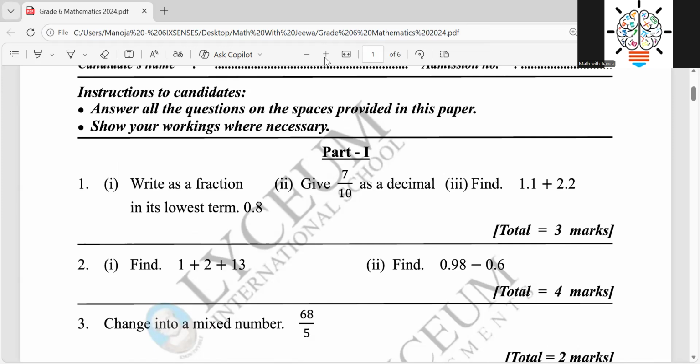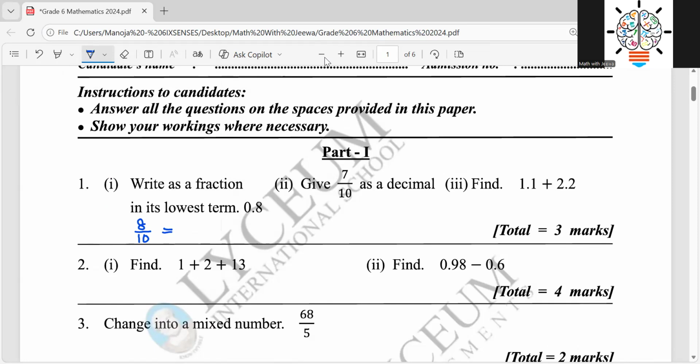Write as a fraction in its lowest term. Now, when you have 0.8, here you have 1 decimal place. If it is 1 decimal place, this decimal place is the 10th place, so it should be 8/10. But I have to simplify this. Why? Because they have asked me to write the answer in its lowest term.